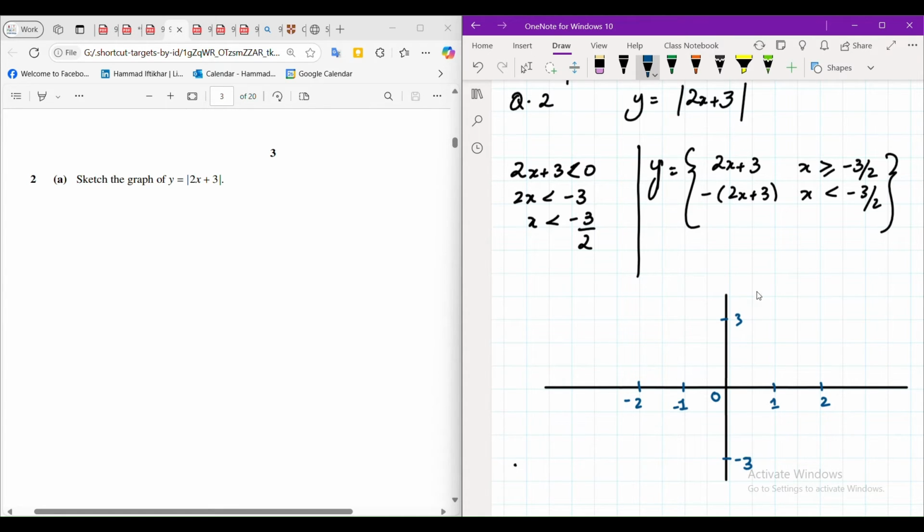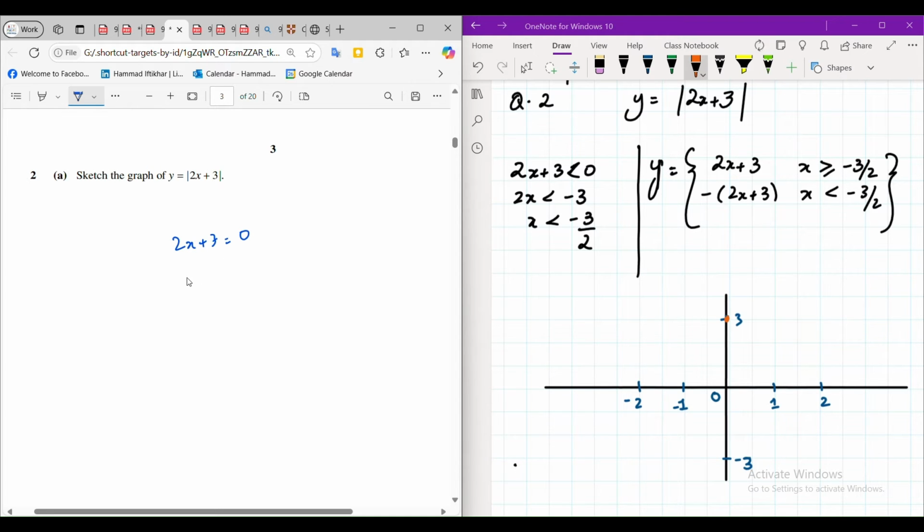So it's passing from the y-intercept 3. And the x-intercept, we just have to figure out very quickly. So 2x plus 3 equal to 0. 2x, no, sorry, that would be negative 3 over 2. Sorry, my bad, I forgot. So 3 and 3 over 2.